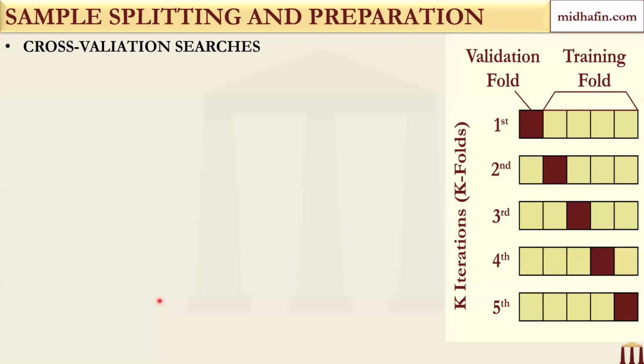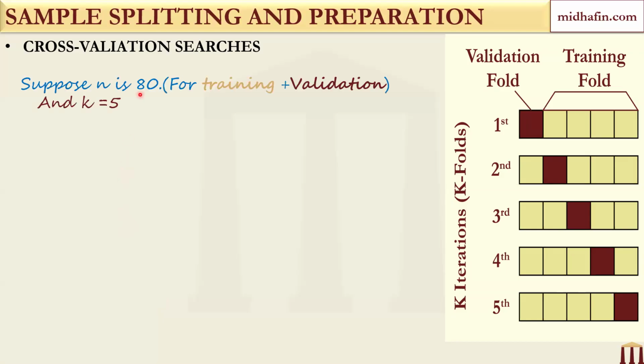Okay, so I'll just come to the visualization once again. First, I'll give an example with numbers. Suppose n is 80, that is, you have 80 data points in total for both training as well as validation. Now, mind you, this is a small number, and that is where cross validation is even more important, for cases where sample size is small. Now you decide to use 5 folds, k is equal to 5.